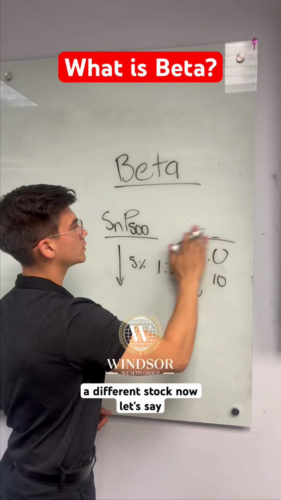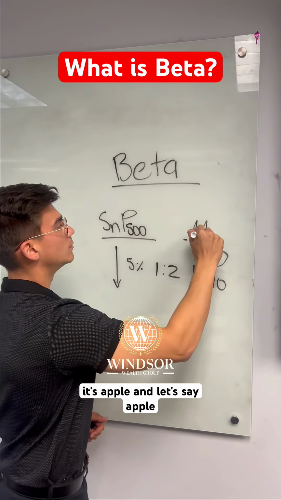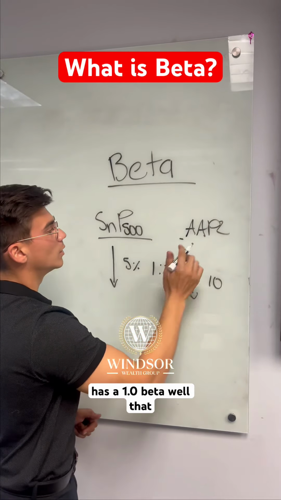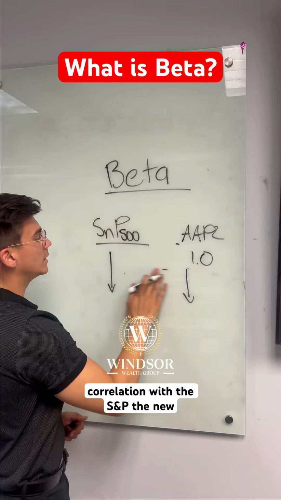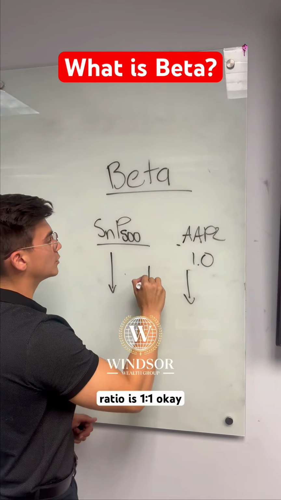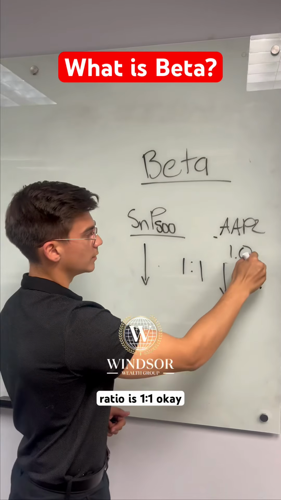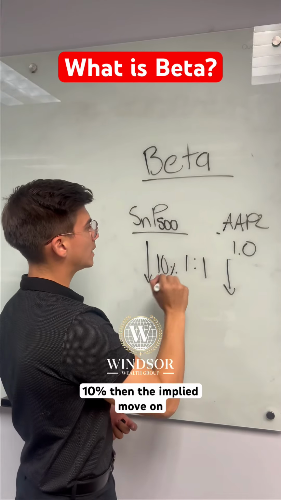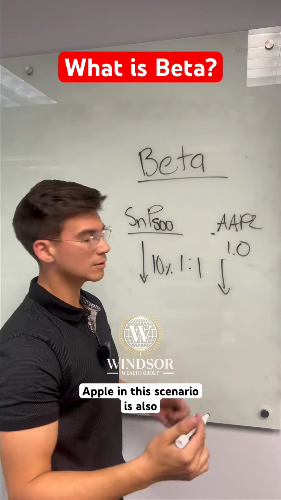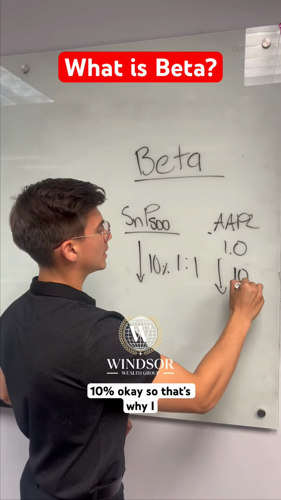So let's say it's a different stock now. Let's say it's Apple, and let's say Apple has a 1.0 beta. Well, that means that it moves in direct correlation with the S&P. The new ratio is 1 to 1. Okay, so if the S&P is down 10%, then the implied move on Apple in this scenario is also 10%.